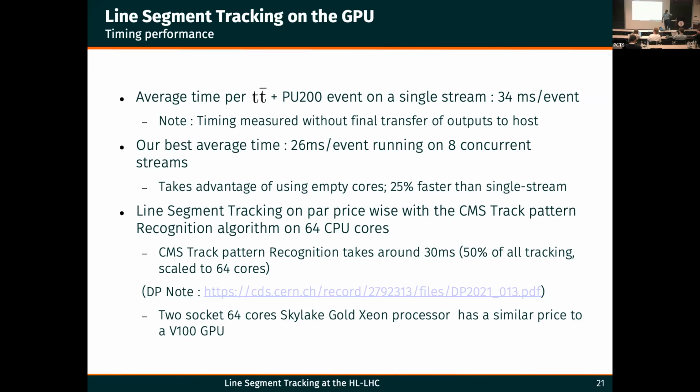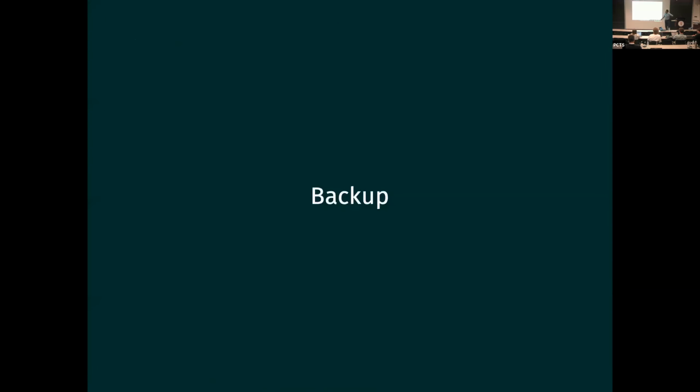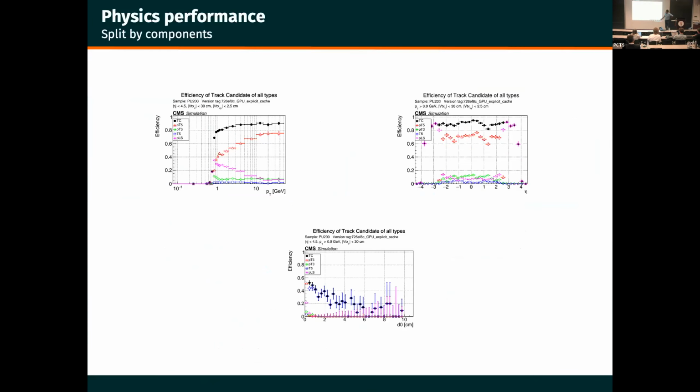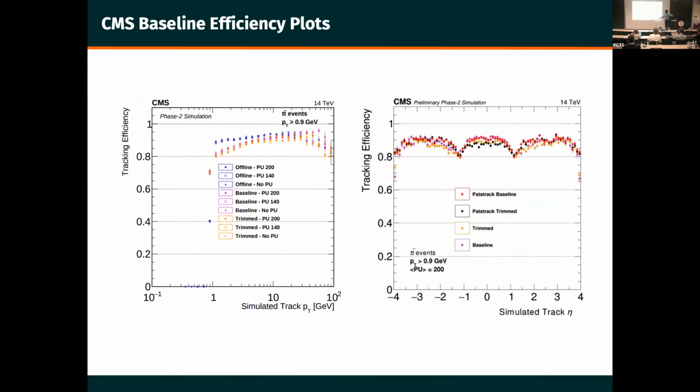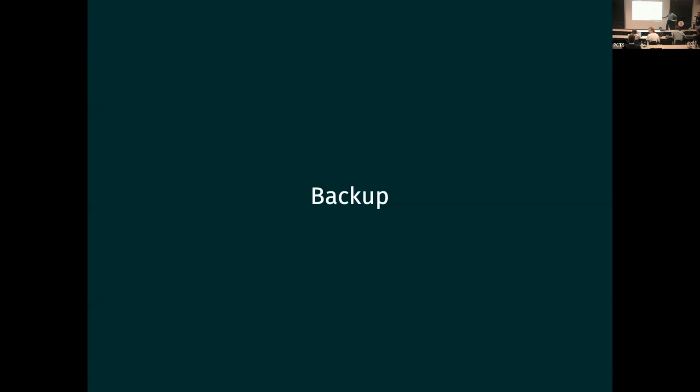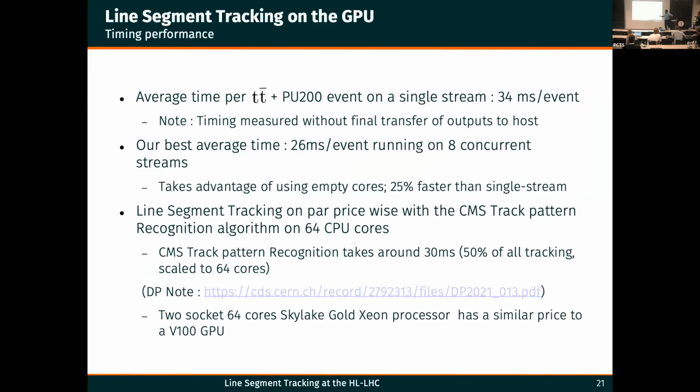Which CMS algorithm is this? It should be the PataTrack one, or maybe the offline one, I don't know. Which is the number that you asked about? I said 30 milliseconds, and that came about by doing 2416 divided by 64.